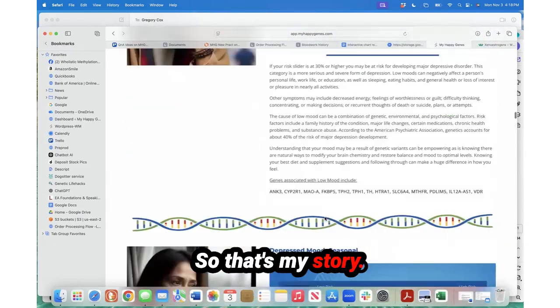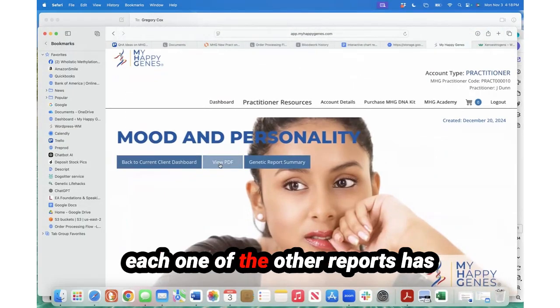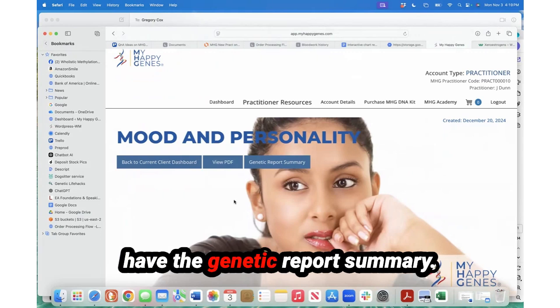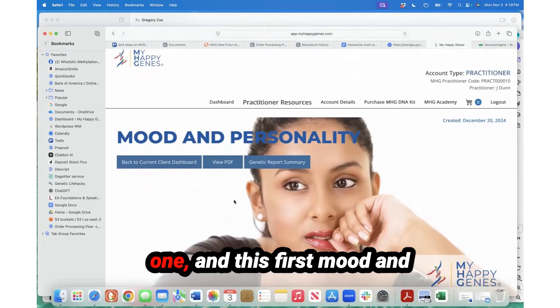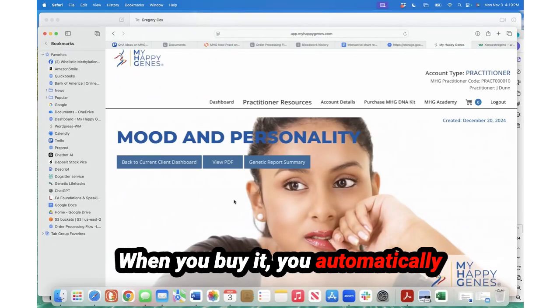So that's my story. That's how you can read it like a pro. Each one of the other reports has the same format, but it does not have the genetic report summary. Your gene list is only in the first one, and this first mood and personality report comes with the kit. When you buy it, you automatically get that.